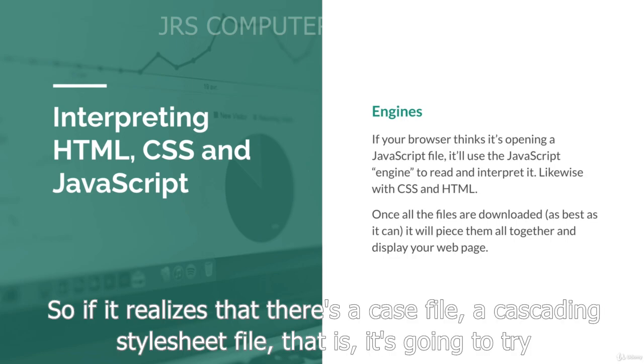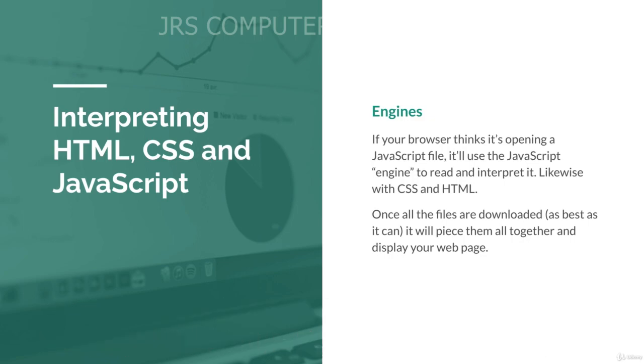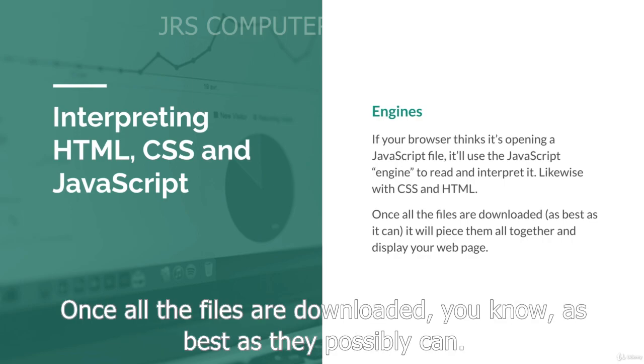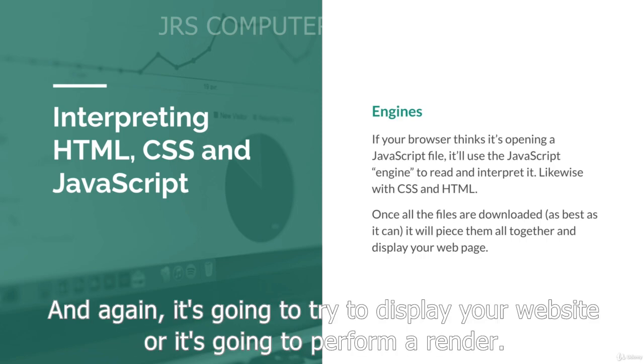So if it realizes that there's a CSS file, a cascading style sheet file that is, it's going to try to interpret that and make your website look good. And so they have different purposes. Once all the files are downloaded, as best as it possibly can, it's going to piece them all together, and again, it's going to try to display your website, or it's going to perform a render.